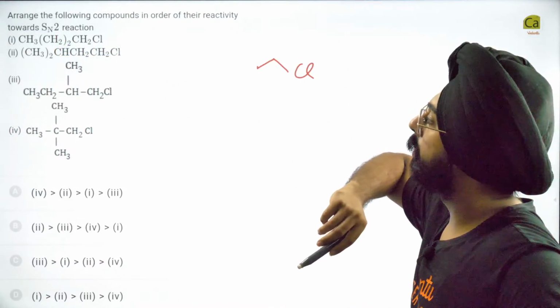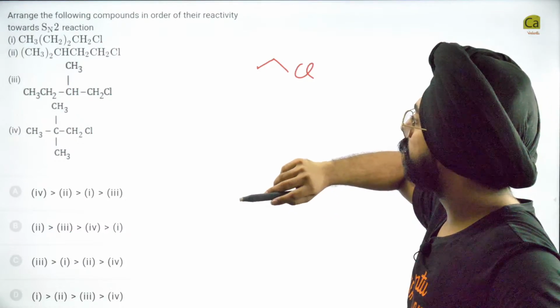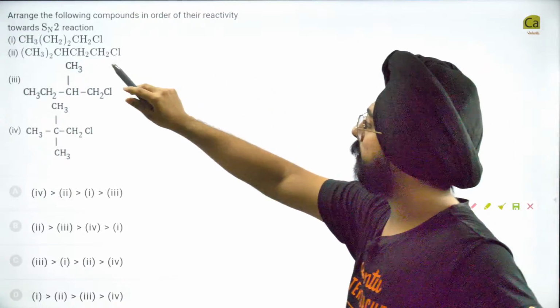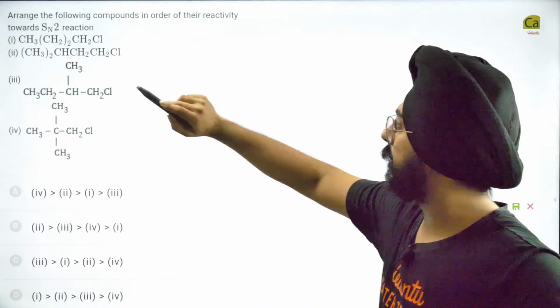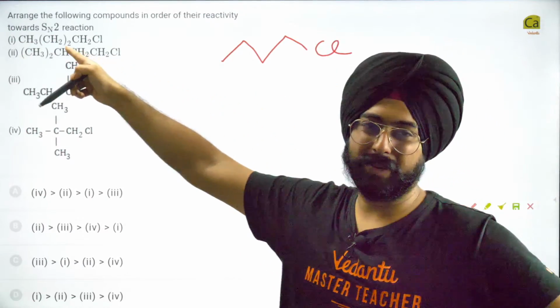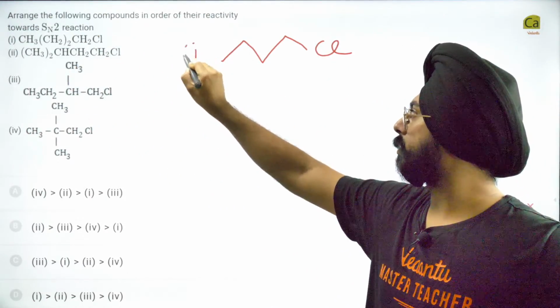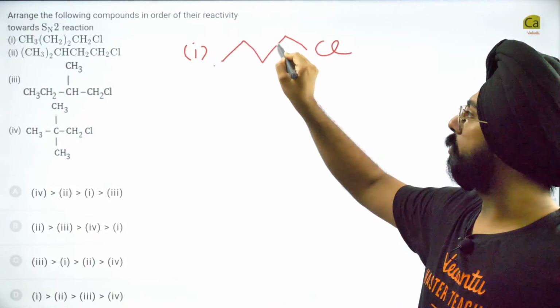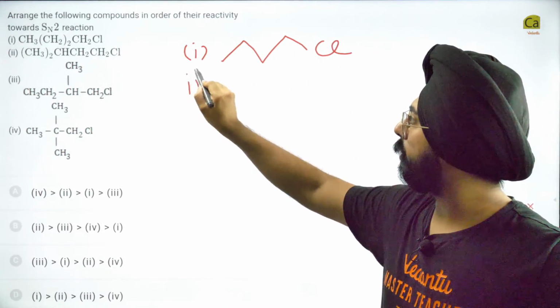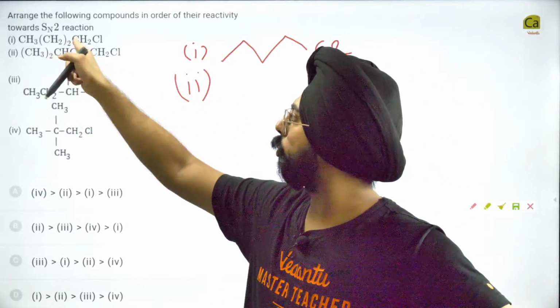क्या घटिया स्ट्रक्चर दे दिया है इन्होंने. So it's just a straight chain structure: CH3, CH2, CH2, CH2, Cl. Just named it very weird. Okay, this is your structure number 1: CH3, CH2, CH2, CH2, Cl. Cool. ये हो गया.